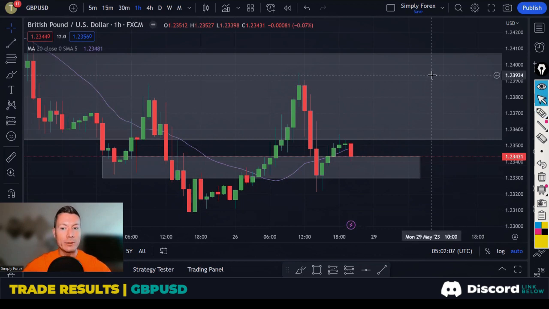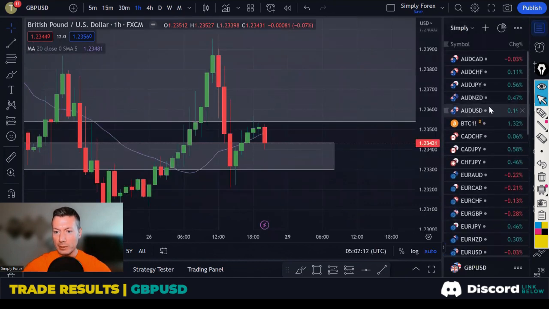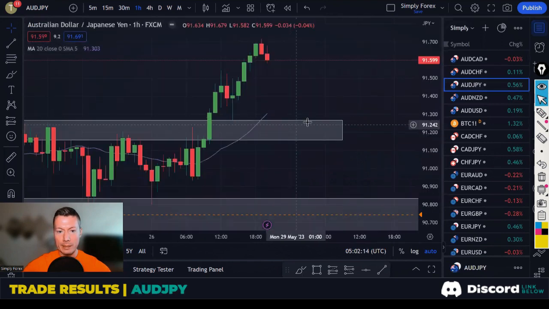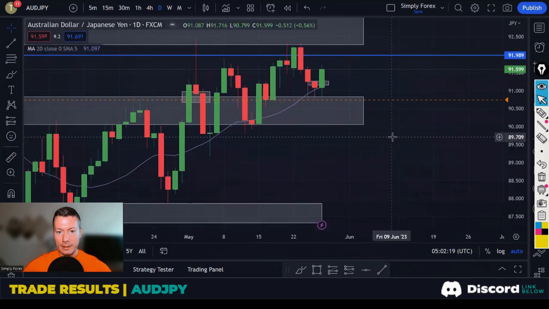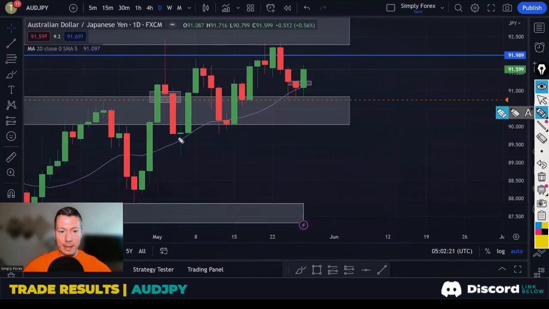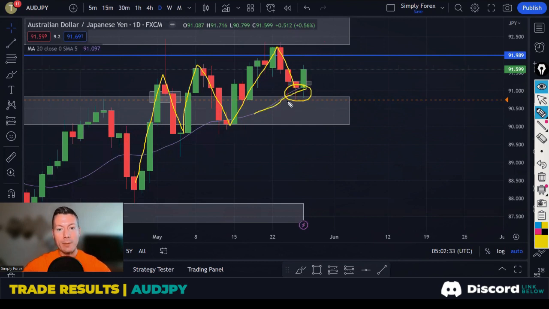Then it was yen weakness, guys, and we were looking at many of them. So let's do it in alphabetical order. Let's look at Aussie dollar Japanese yen. We were looking to buy this pair. Why were we looking to buy this pair? Well, price was clearly in an uptrend, and this area here was a really good area of support. We had the moving average 20, and we had this grey support zone. What's not to like? Yes, we were looking to take price back up to here.